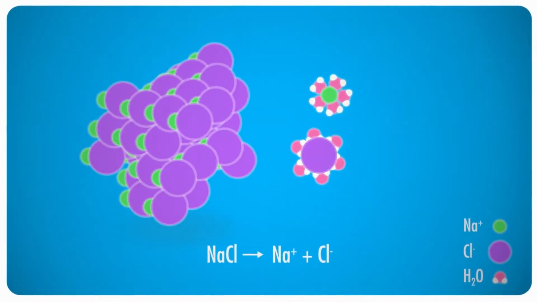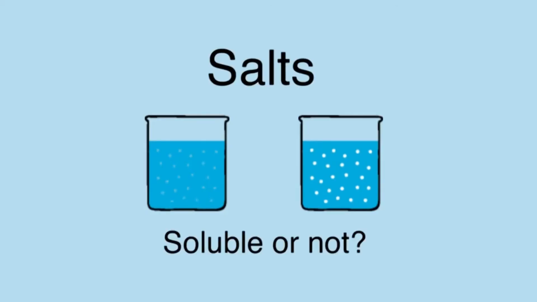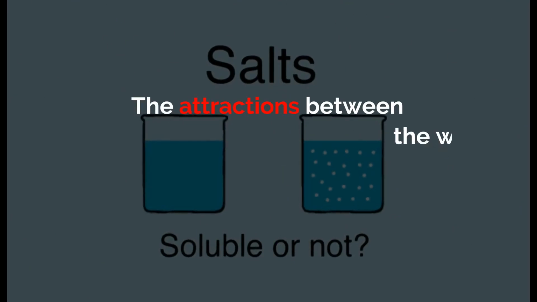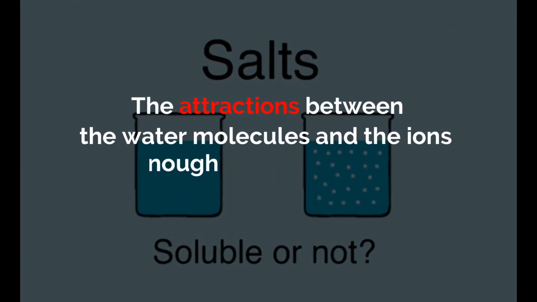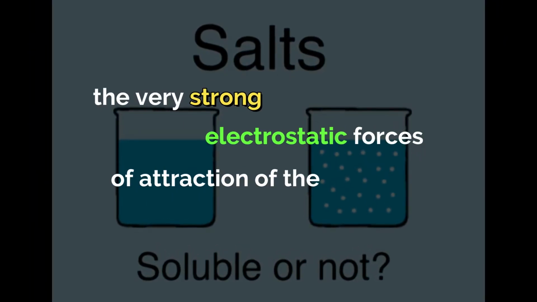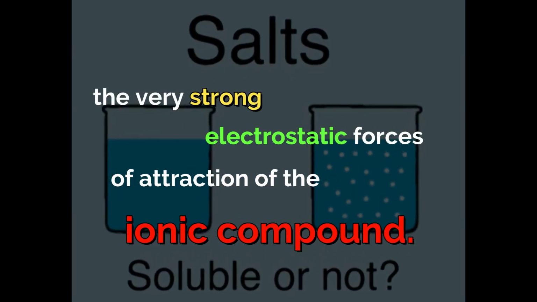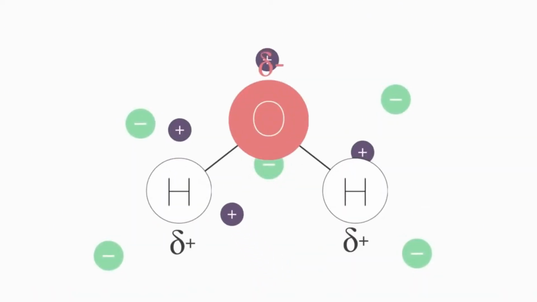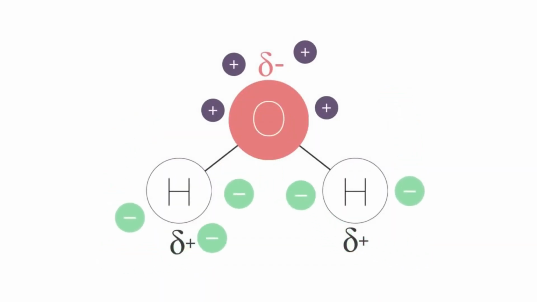However, some ionic substances are not soluble in water because the attractions between the water molecules and the ions aren't strong enough to overcome the very strong electrostatic forces of attraction of the ionic compound. Now that we've got that out of the way, let's get to some of the examples.